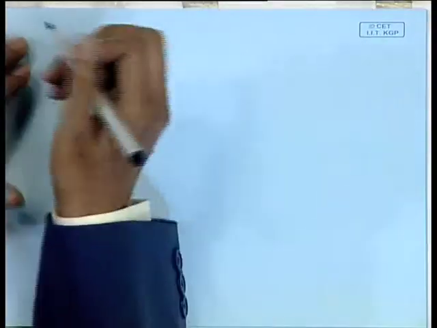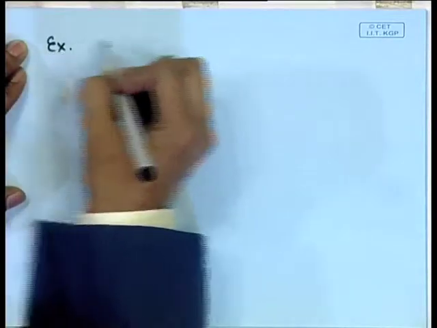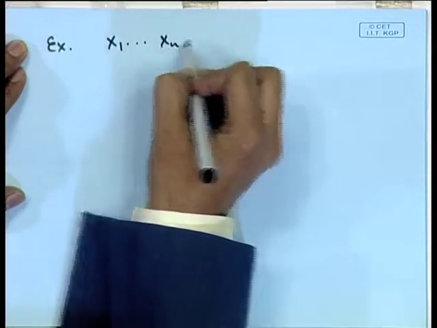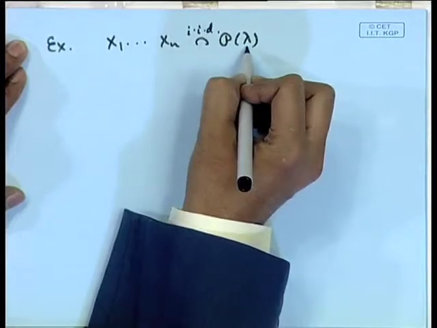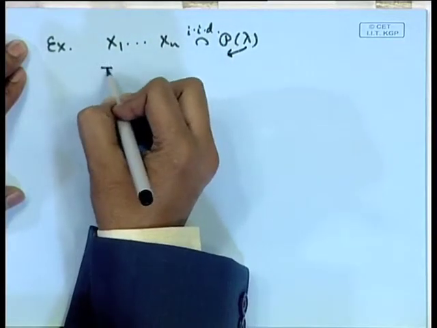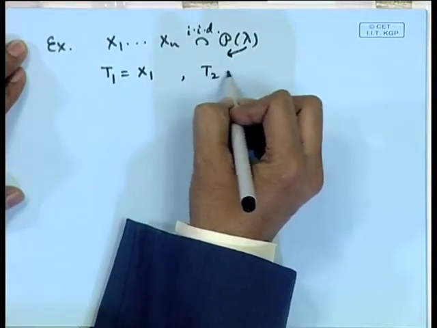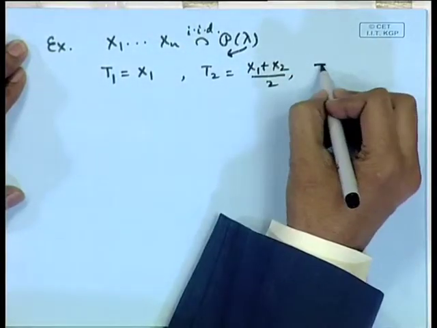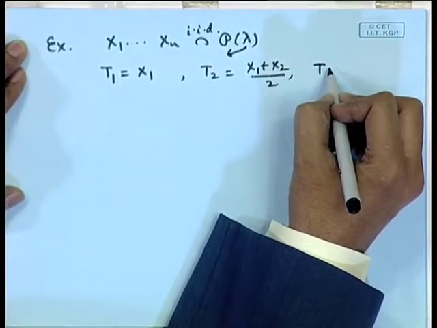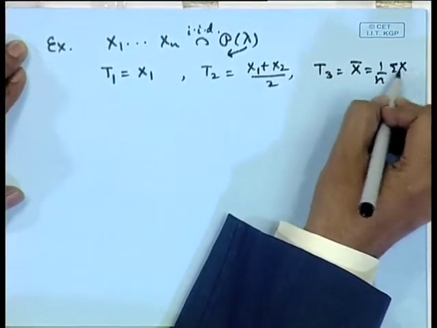As a simple example, let us consider the exercise considered yesterday. Suppose I have X1, X2, ..., Xn following a Poisson lambda distribution, and I am considering estimation of lambda. Let me write estimator T1 as X1, this is unbiased. Let me write estimator T2 as (X1 plus X2) by 2. Let me write estimator T3 as X bar, which is actually the mean of all the observations.